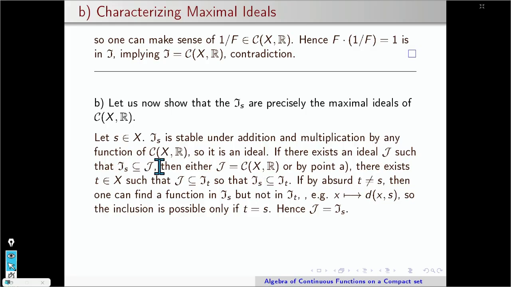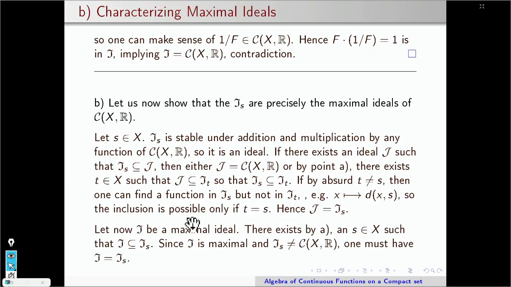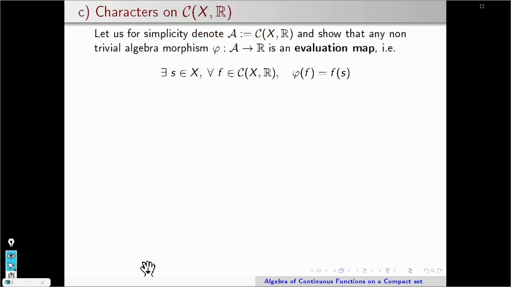So in that case, J is in between I_S and I_S. So it has to be equal. Conversely, if I have an arbitrary proper maximal ideal, if it's a proper ideal, then by A, it is included in an ideal of the form I subscript S. And because it is maximal, we have either equality or I_S equal to the whole algebra. But there are functions that do not vanish at S. So this case is excluded, so we only have equality. Maximal ideals are of the form I subscript S.